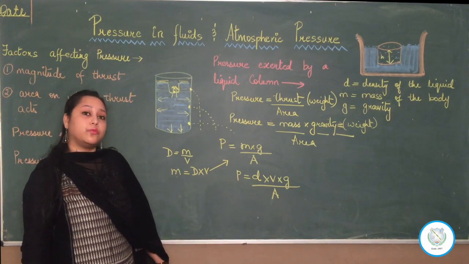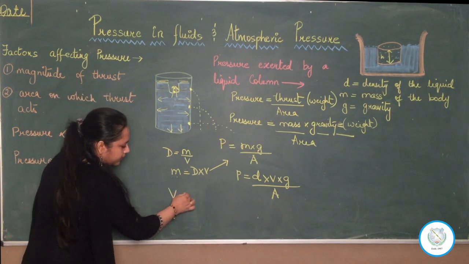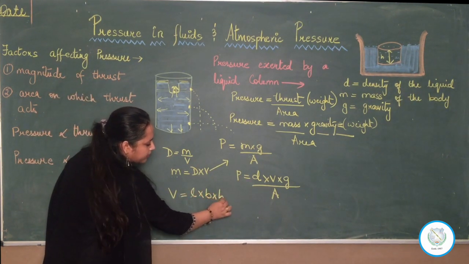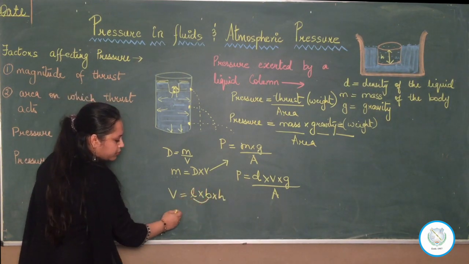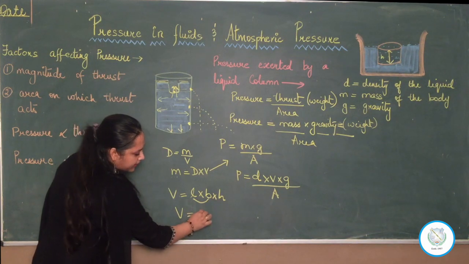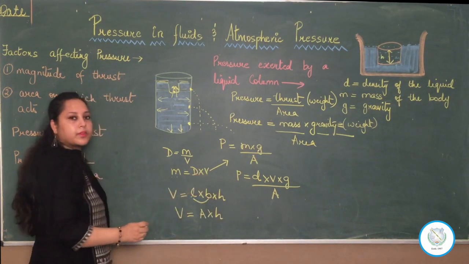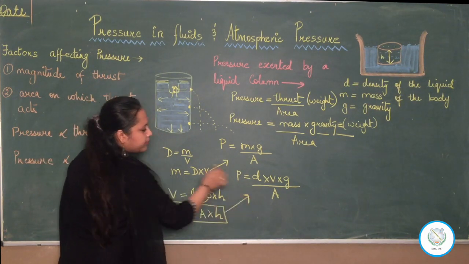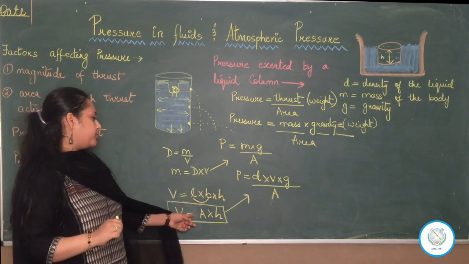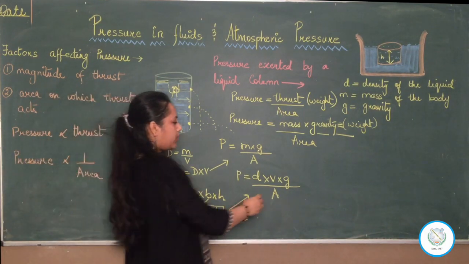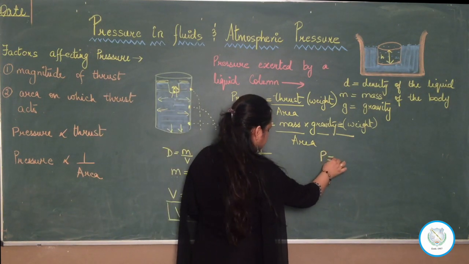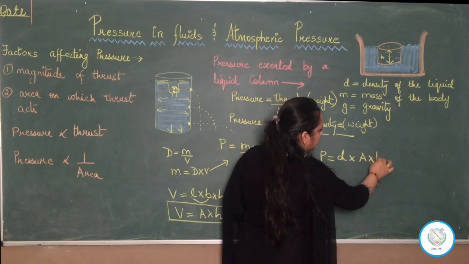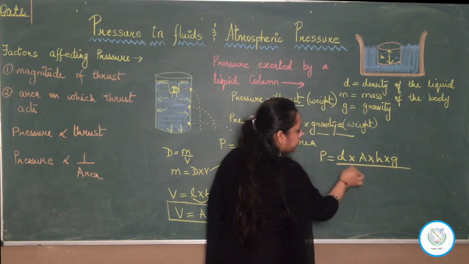Now, let us talk about volume. Volume of an object is usually written as length into breadth into height. Instead of length into breadth, if we use the formula of area, so volume will be written as area into the height. So, let us use this formula of volume in the given equation. So, instead of V, we are going to put A and H. So, now what happens to this equation? Let us see what form it takes. P is equal to D into A into H into G whole divided by A.